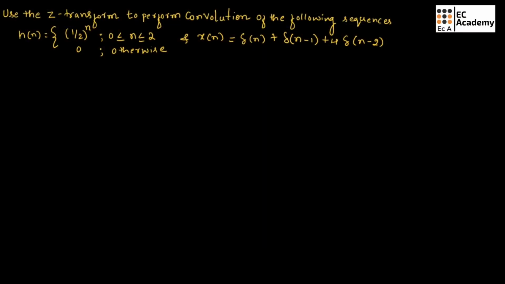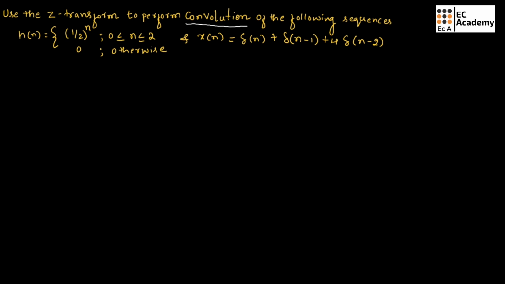In this lecture, let us understand a problem on Z transform to perform the convolution of the given sequences. Here, h of n is given as (1/2) to the power of n for n value ranging from 0 to 2, and h of n will be equal to 0 for other values of n. And also, x of n is given. Now let us solve this problem.